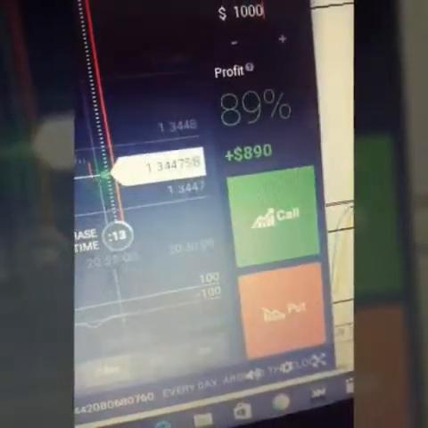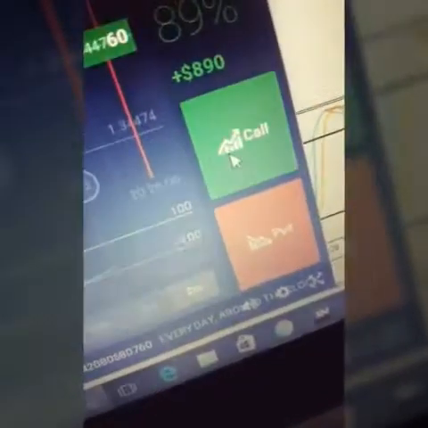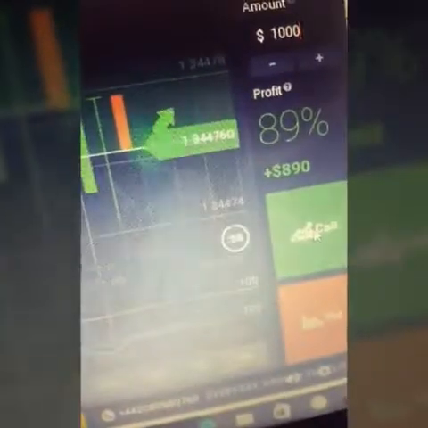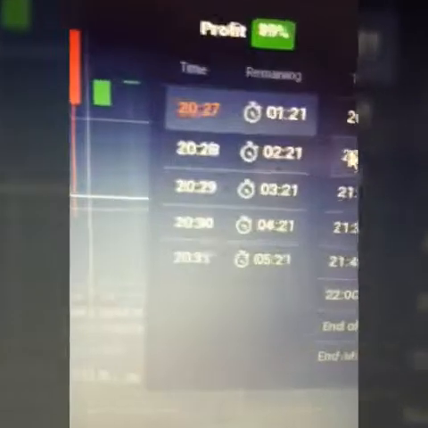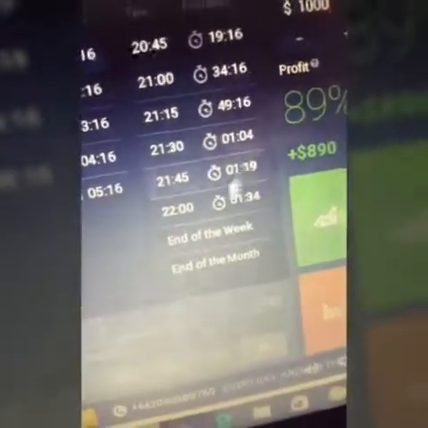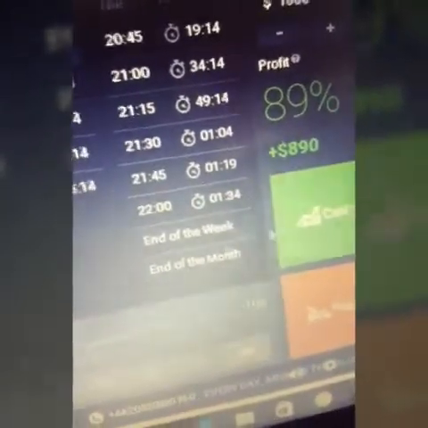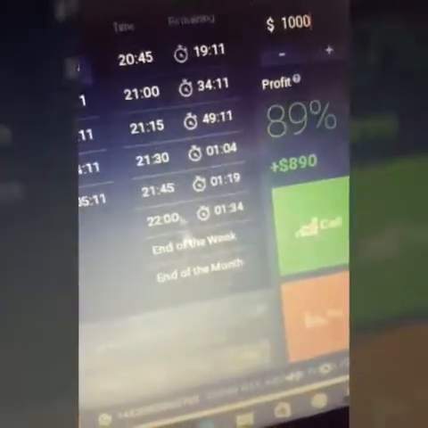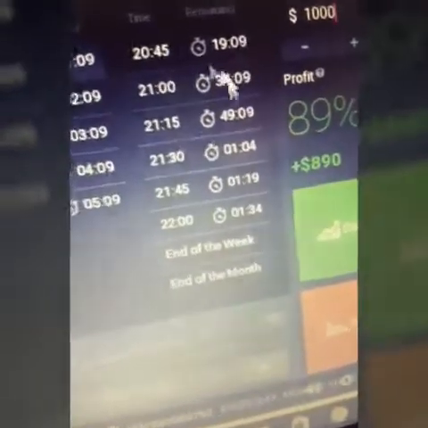So if I was to take a trade for $1,000 right here, all that has to happen is, depending on whether I put a put or a call, if I put a call right now, this is the current price. I'm basically predicting that the price is going to go higher than the price it is right now, in a set period of time. I can put from 1 minute to 5 minutes, and actually I can go higher than that. I can put 19 minutes, all the way to the end of the week, end of the month. But I don't really touch any of those. If I do, then I'm probably trading on a higher time frame.